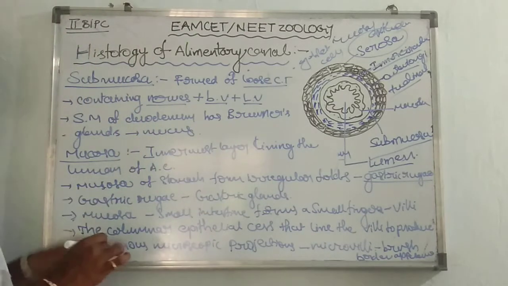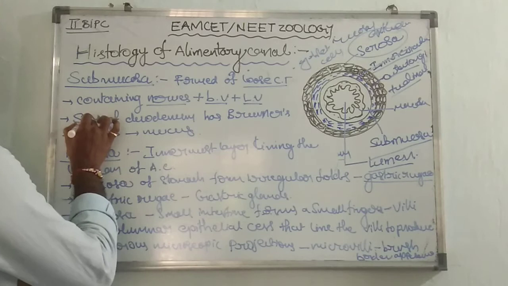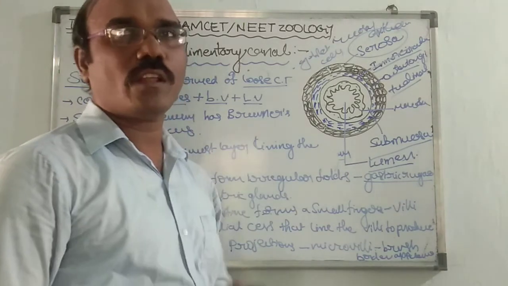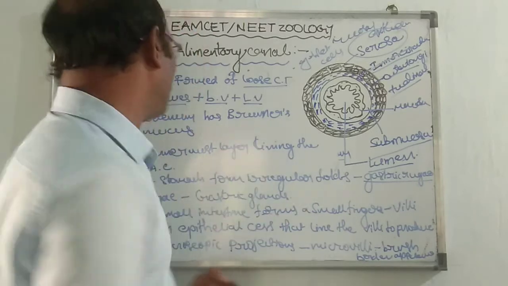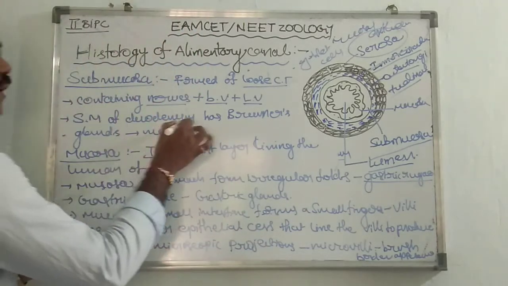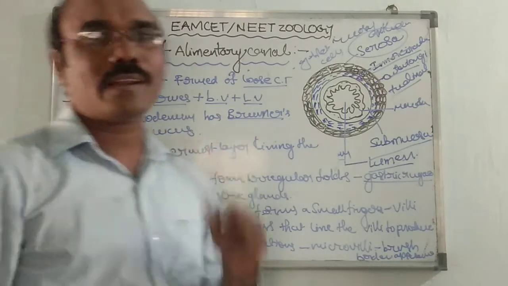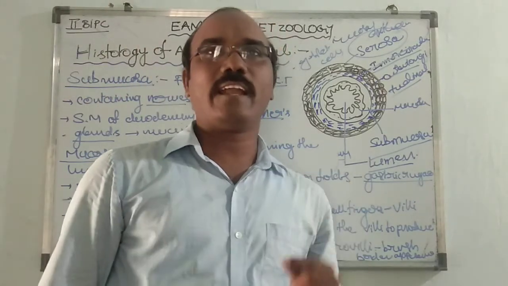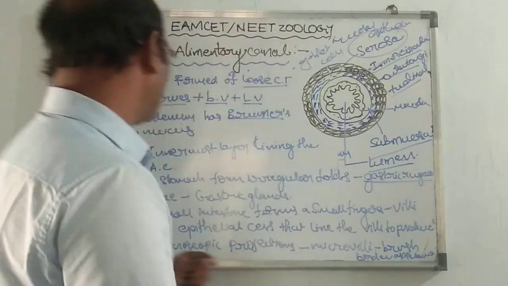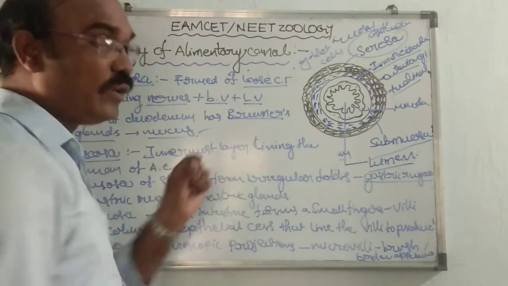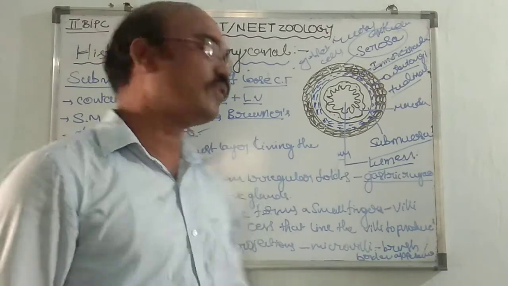Then the submucosa of the duodenum. The duodenum is the first part of the small intestine. The submucosa of the duodenum has some important glands called Brunner's glands. Brunner's glands secrete mucus for the lubrication of food material.